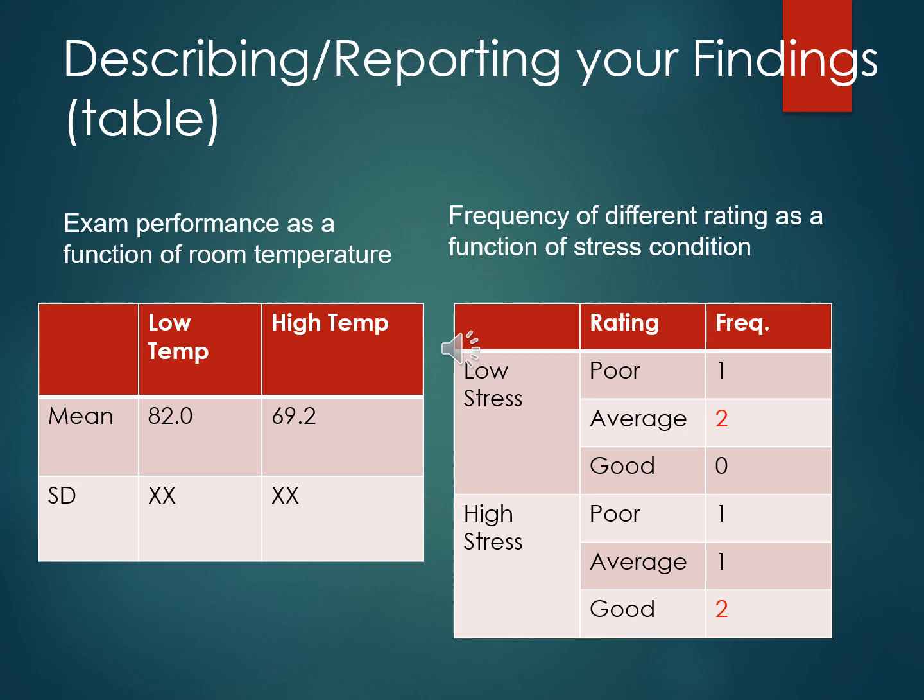And the next one is the right side. In this case, the variable was the ordinal variable of poor, average, or good rating. So for the low stress condition, you provide the frequency, because you cannot compute the mean across poor, average, good, because these are ordinal scale. So the frequency of poor rating is once, and average rating is twice for low stress. On the other hand, for the high stress condition, poor happened once, average happened once, and good happened twice.